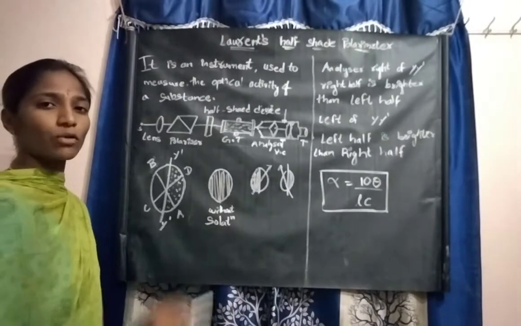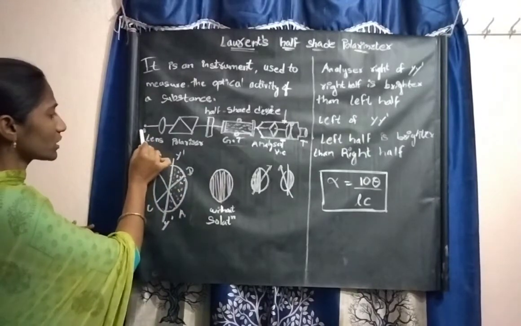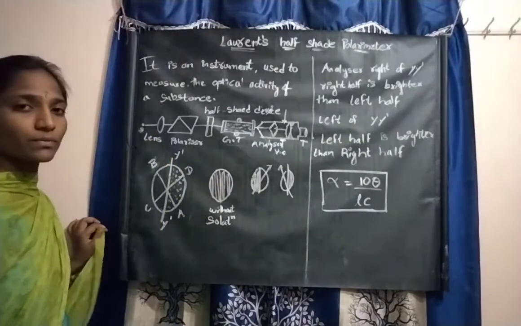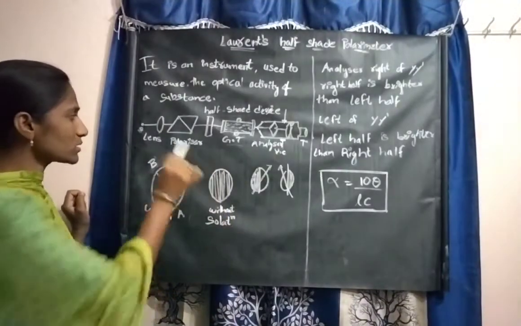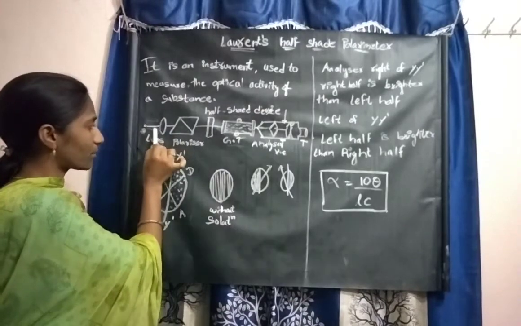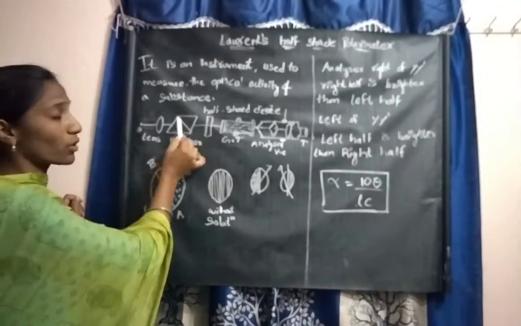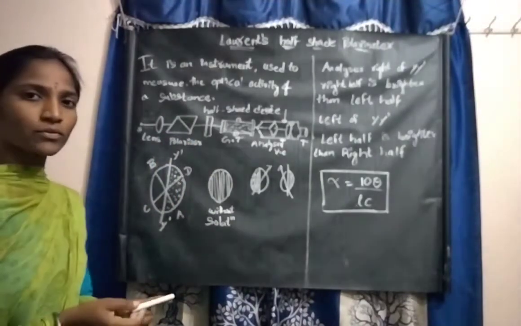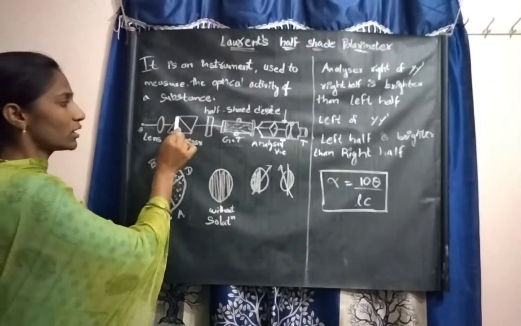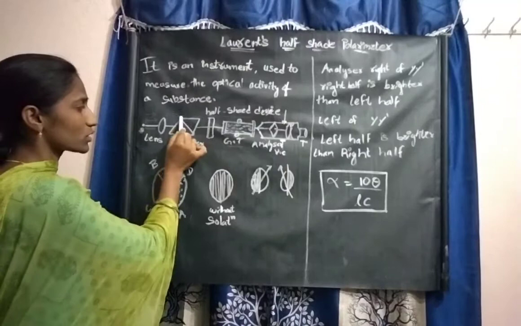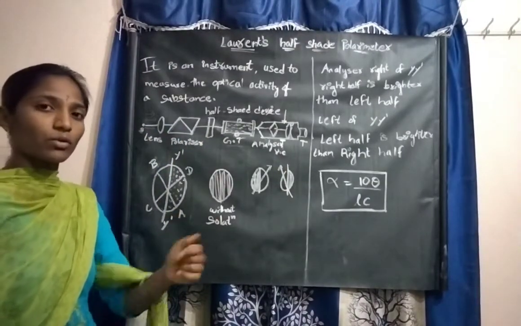Now move to the working of a polarimeter. Suppose we are sending light from a source. If we use unpolarized light and it passes through this converging lens, then it falls on the polarizer. What will the polarizer do? It completely polarizes the unpolarized light. The polarizer produces plane polarized light. It makes the unpolarized light a plane polarized light.